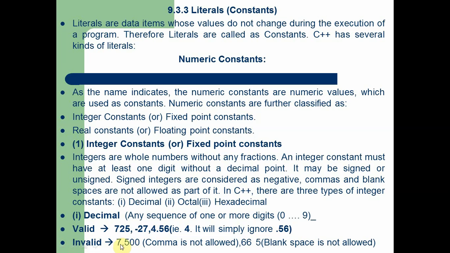Here you can see 7 comma 500. 7,500 is not allowed like this. So we cannot use a comma, and we cannot use blank spaces between the digits in an integer constant. So these are invalid numbers.